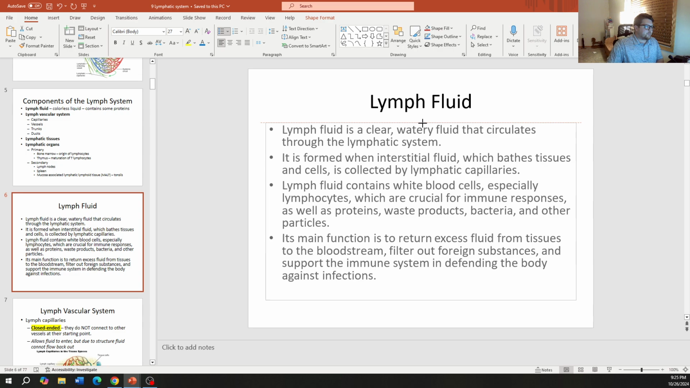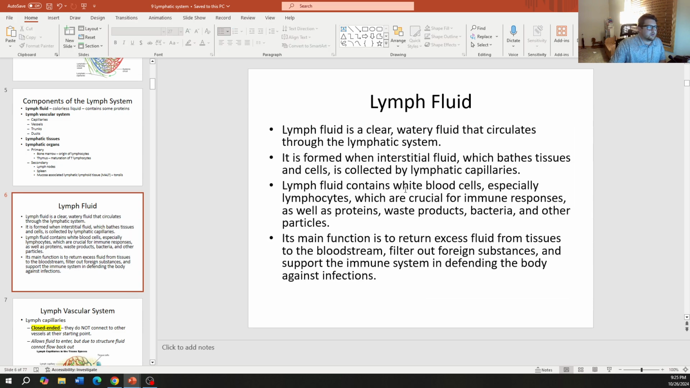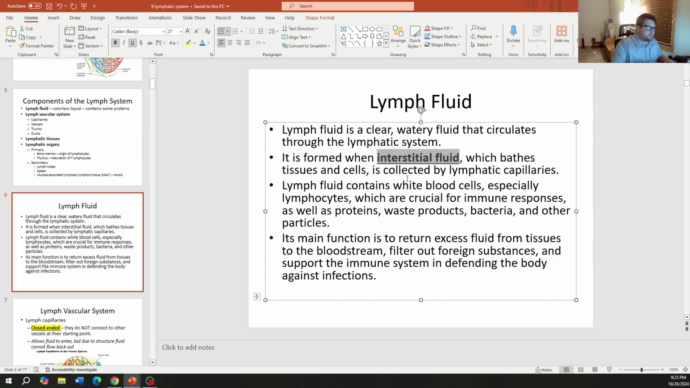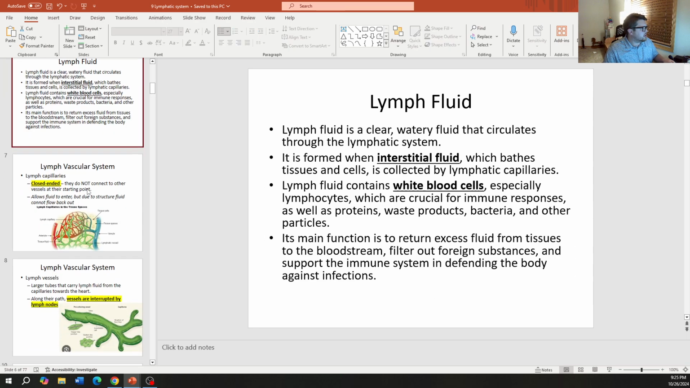So the lymph fluid. It's a clear, watery fluid that circulates through the lymphatic system. It's formed when that interstitial fluid, which bathes the tissues and cells, is collected by lymphatic capillaries. Lymph fluid contains white blood cells, especially lymphocytes. These are crucial for immune responses. The main function is to return the excess fluid from tissues back to the bloodstream, filter out the foreign stuff, and support the immune system.